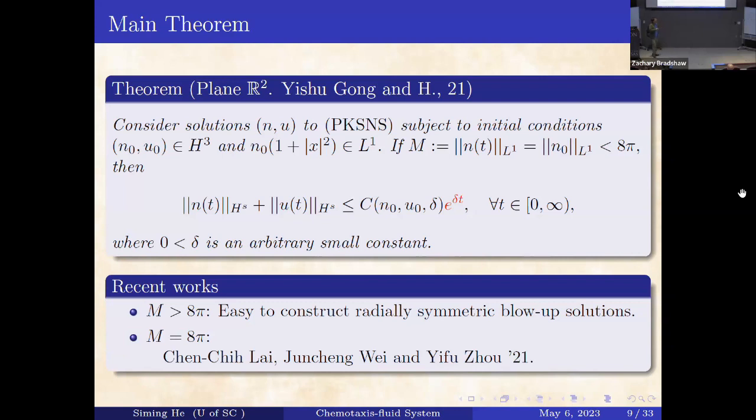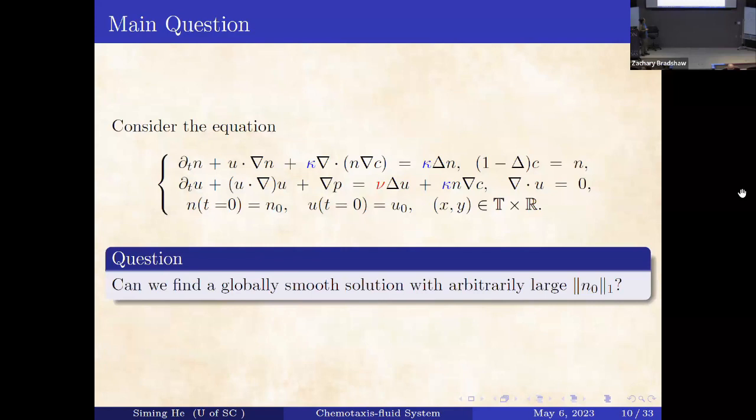My main problem to address is, how do we understand this supercritical regime? I'm saying that you can create blow-up solutions, but what happens for other data? There's no guarantee that in other cases they all blow up. Okay, so that's the main question here.